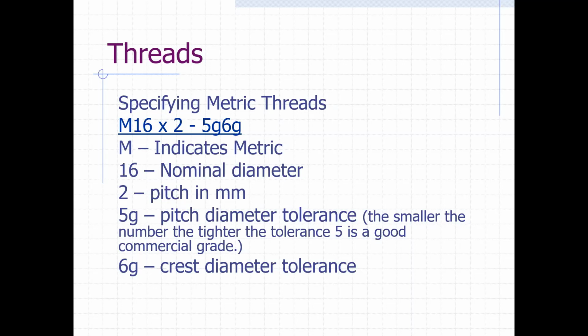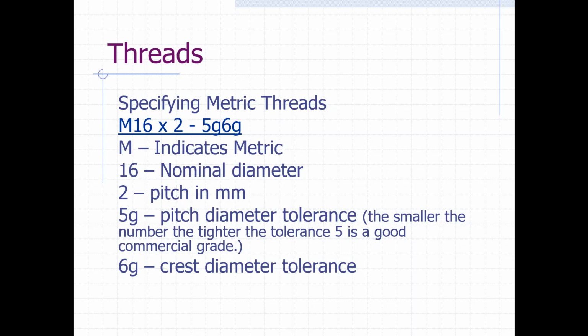And then you have some more tolerance and grading. The 5G is the pitch tolerance. The smaller the number, the tighter the tolerance. So number 5 is your typical commercial grade stuff. And then 6G is the crest diameter tolerance. In most cases, on the problems that you'll see and that we'll work on, you won't have those tolerance designations given. If it's not on the problem, I don't expect you to put them in there. I need you to recognize what they are when you see them out in the real world.